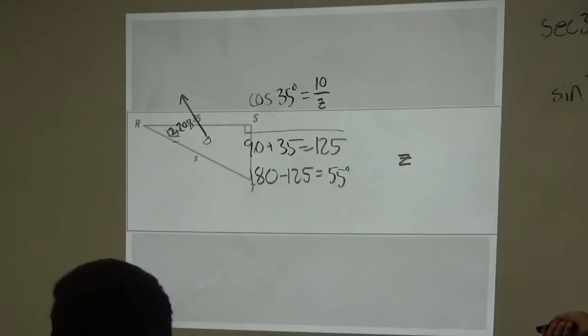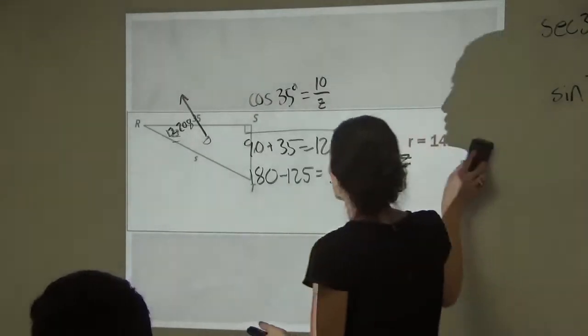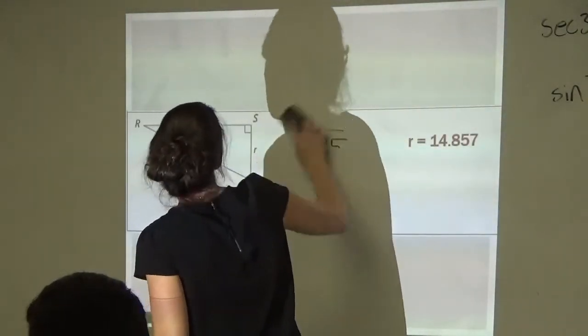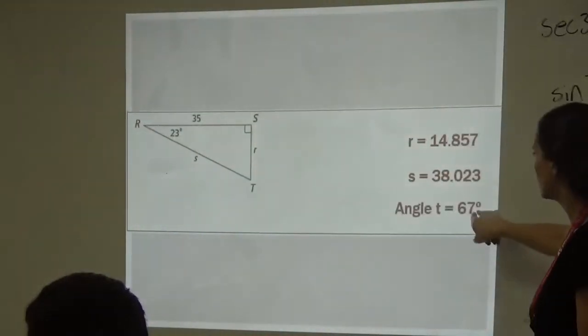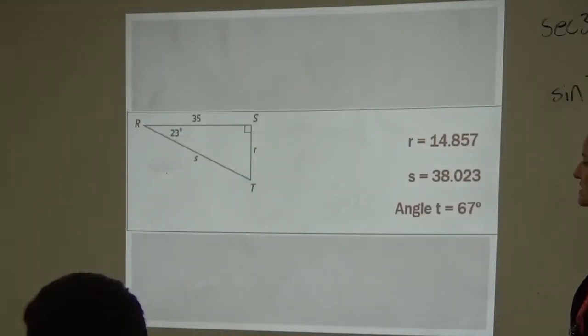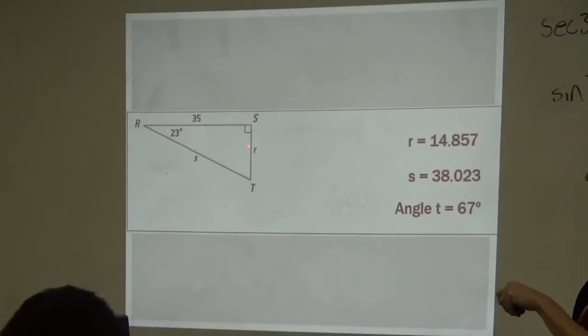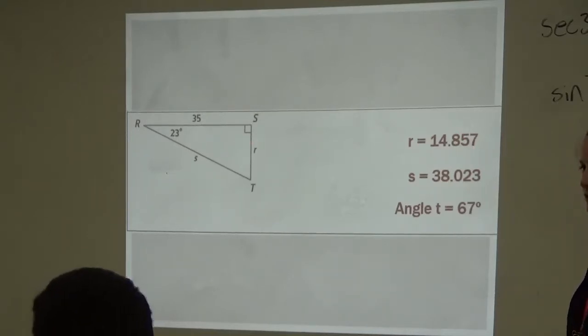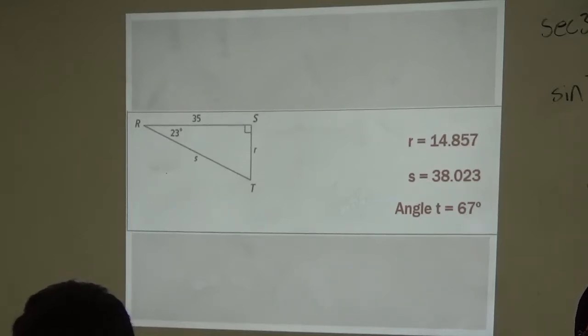Okay, third one, you were solving for R and S, two side lengths, and then one other angle, which ended up being 67 degrees. These were the two side lengths that you should have gotten there. And then always make sure your answer is reasonable. For example, which side is the longest side of a right triangle? Notice in my example, is my hypotenuse the longest side? 35, 38, 14. It's the longest.